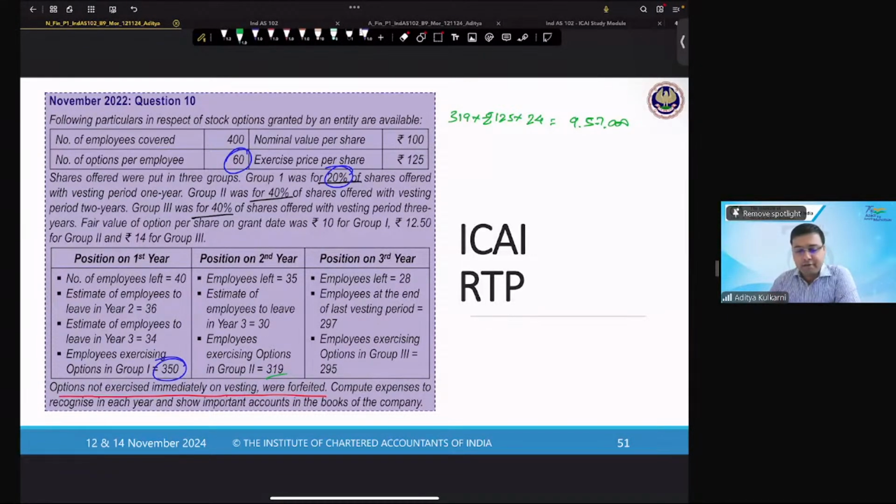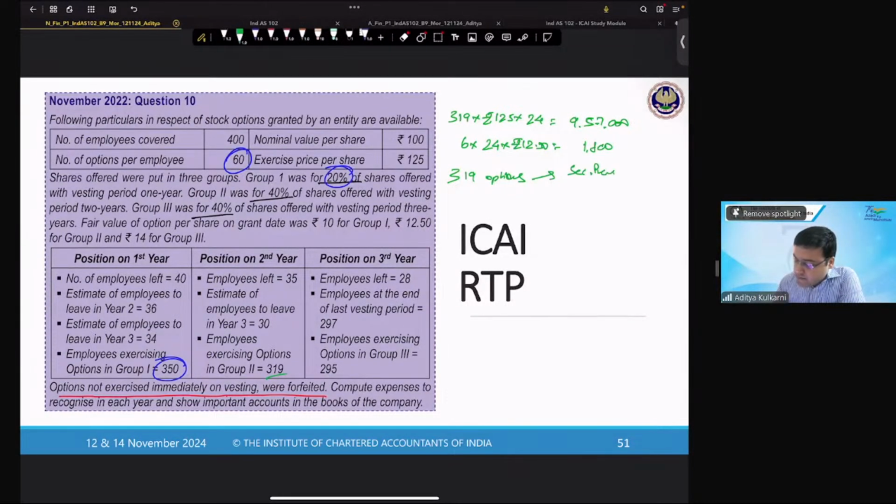Perfect. Next, how many employees are not exercising the option? 6 employees. But did they work for 2 years? Yes, sir. So 6 into 24 into 12.5. So this has to be removed from there. That comes to 1,800. This will be removed from SBP reserve and transferred to retained earnings. Perfect.